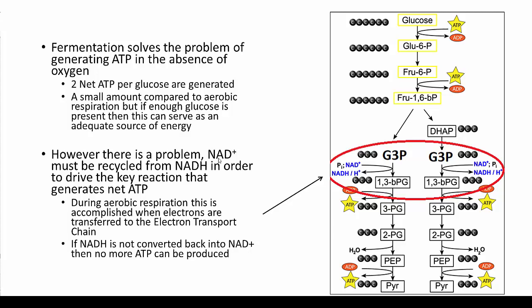So in aerobic respiration, we generate NADH as one of our electron carriers, as we talked about. It will dump its electrons to the chain. That chain will activate ATP synthase. ATP synthase generates more ATP. But during the transfer of the electrons from NADH to the chain, during that transfer, we automatically regenerate NAD+.